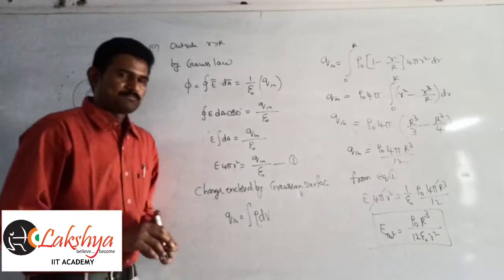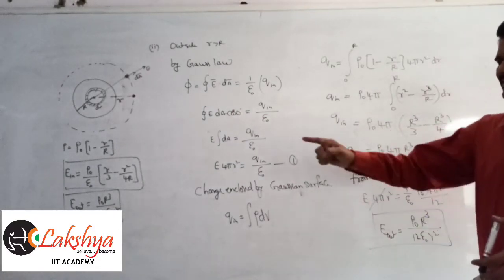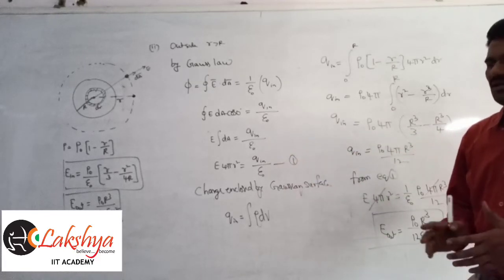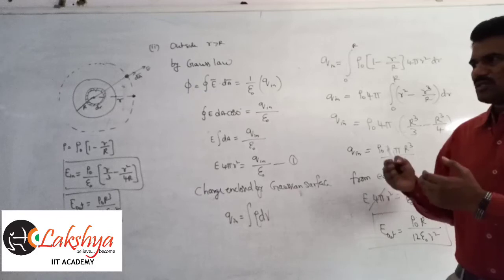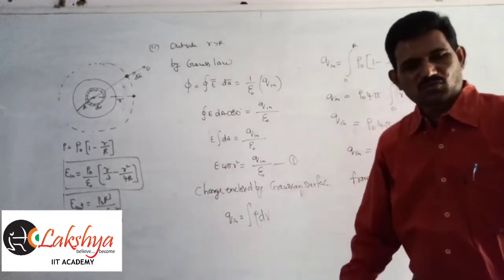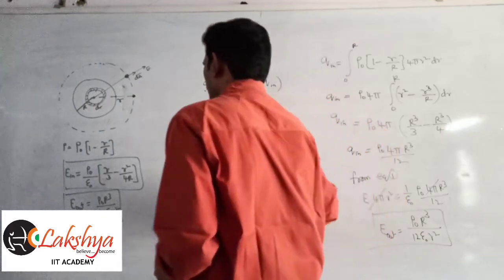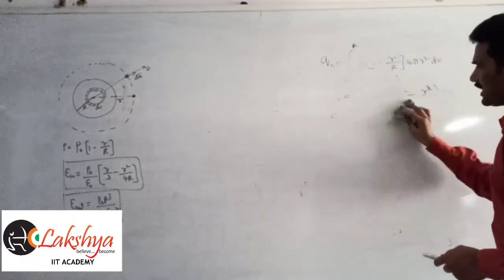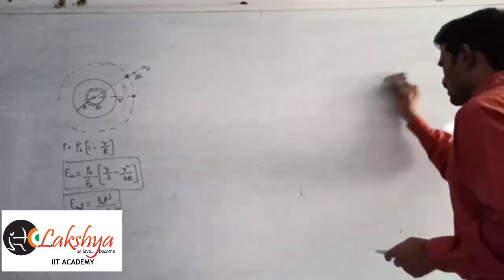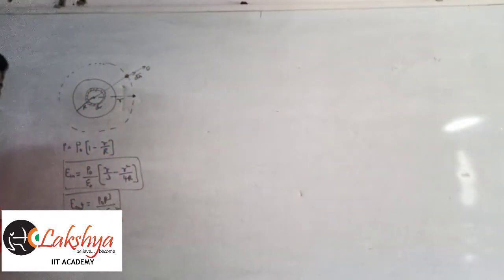Next, we need to find the maximum field. We need to find the maximum intensity of electric field. Just by observing those two expressions, you will get an idea whether the field is becoming maximum inside the sphere or outside the sphere. If I observe the outside, it is rho R cube by 12 epsilon naught r square. That indicates the field is decreasing with r square; it is inversely proportional to r square. So there is no chance of becoming maximum here. The field outside the sphere goes on decreasing as the r value increases, so there is no possibility to get the maximum value outside.